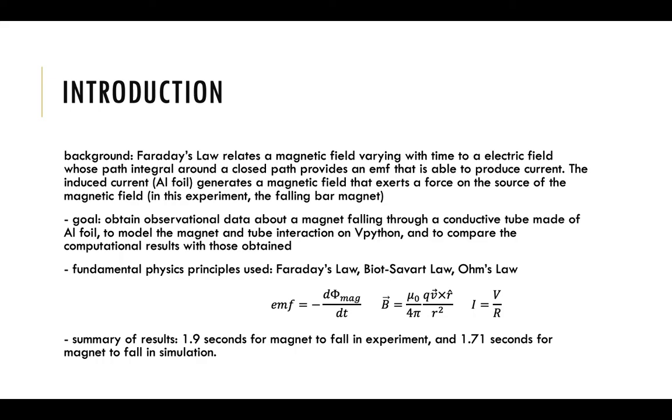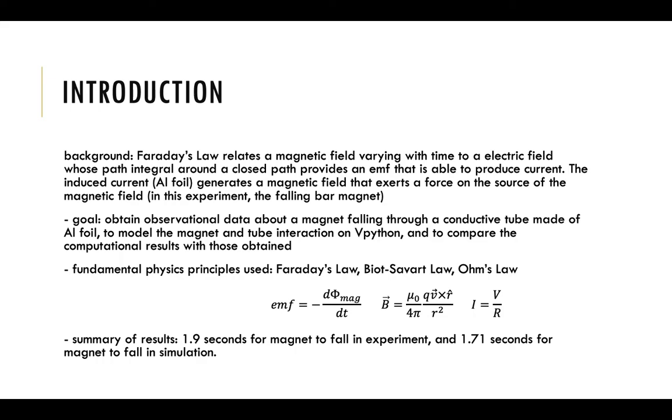Introduction. The background to this lab was that Faraday's law relates a magnetic field varying with time to an electric field whose path integral around a closed path provides an EMF that's able to produce current. The induced current due to the aluminum foil generates a magnetic field that exerts a force on the source of the magnetic field, which in this experiment was the falling bar magnet.